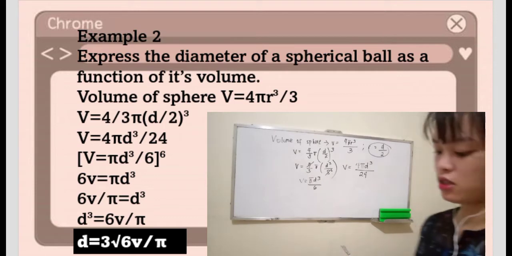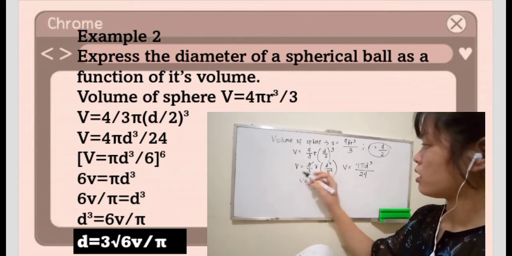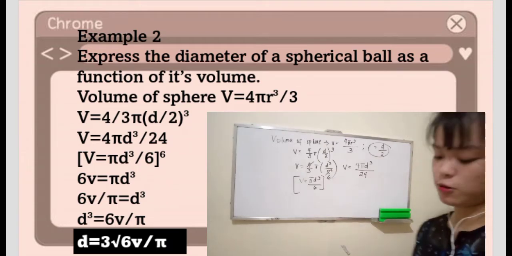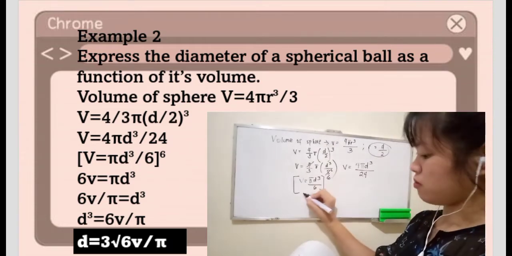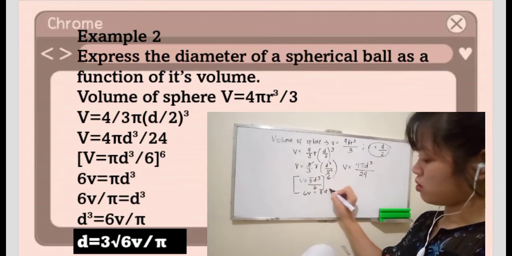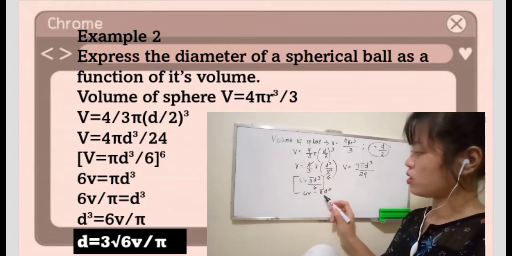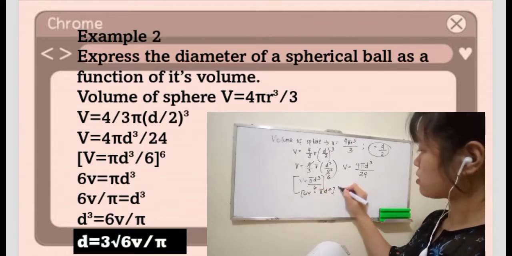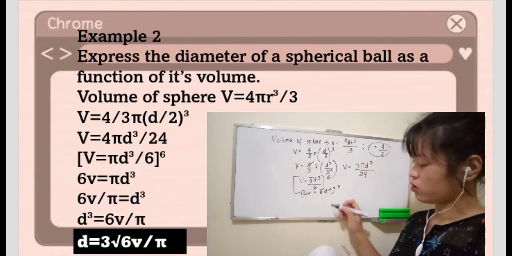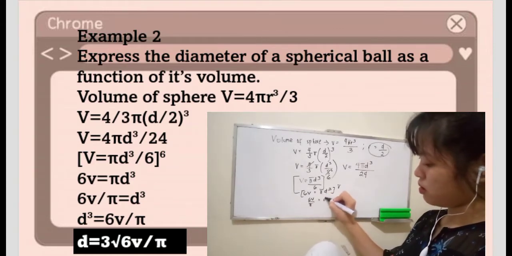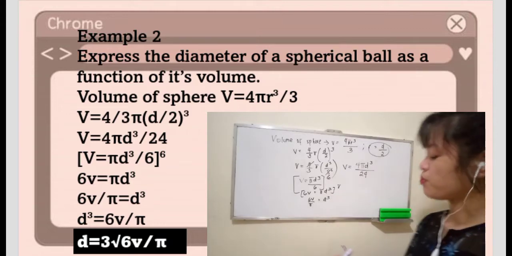So, ang goal natin kasi is maalis tong 6. So, divide natin sila lahat sa may 6. No? So, mangyayari, pumunta dito yung 6 sa pi d cube. So, goal din natin mawala yung pi. So, parang sa ginawa din natin, didivide natin sa pi. So, magiging 1 na yun. So, magiging 6V over pi d cube.